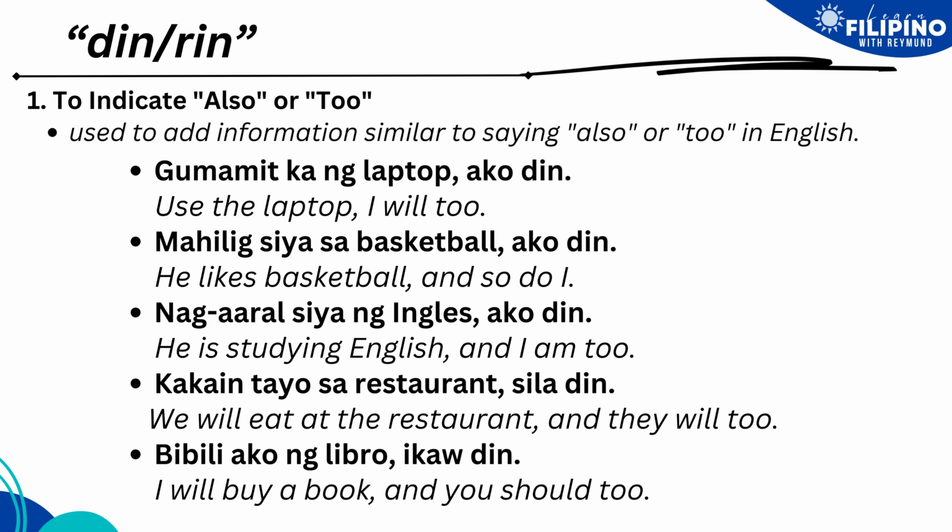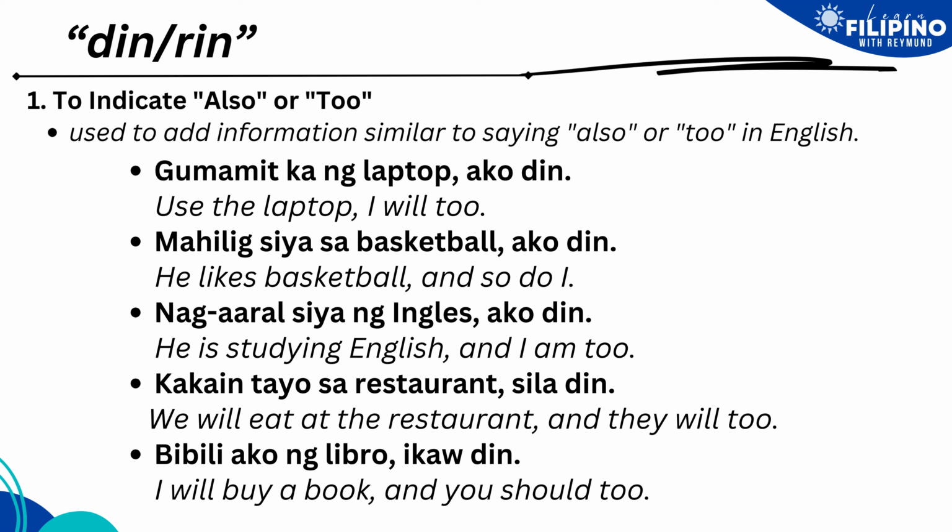Mahilig siya sa basketball, ako din. So he or she likes basketball, so do I. Mahilig is likes to do, and siya is gender neutral, it's a he or a she. Nag-aaral siya ng Ingles, ako din. When we say aral, that means study. Nag-aaral is studying. So he or she is studying English and I am too.